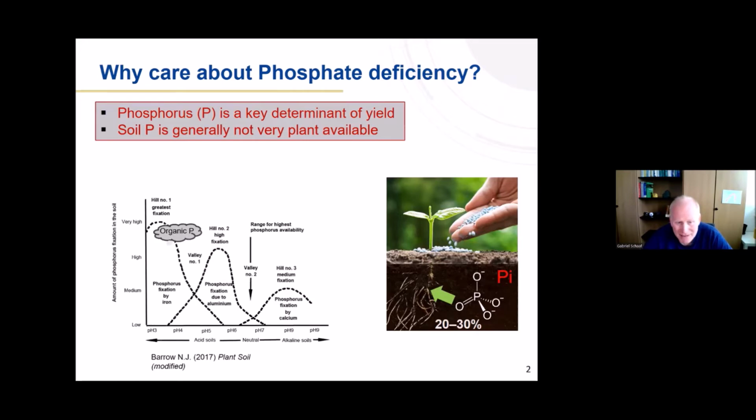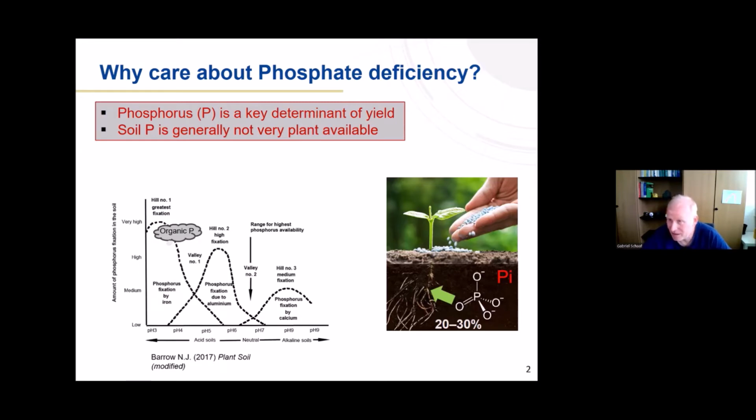And this has to do with a number of different fractions of phosphorus or phosphate in the soil, some of which cannot be taken up, some of which are just insoluble and can therefore not be taken up. Some of them might be soluble but cannot be taken up because they have to be mineralized. I don't want to go into too much detail here, but it's a complicated chemistry in the soil that prevents phosphorus from being very plant available.